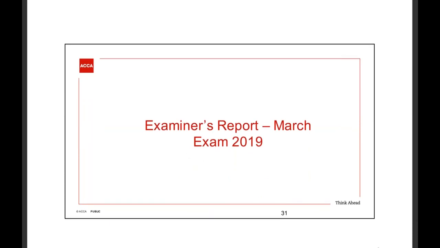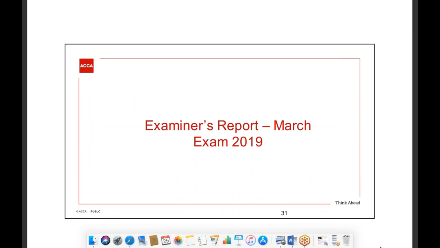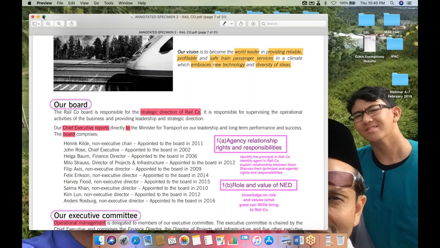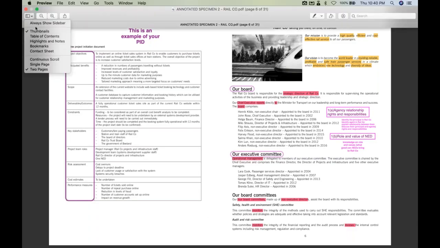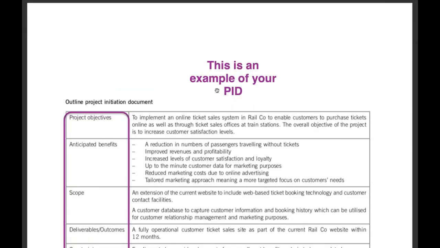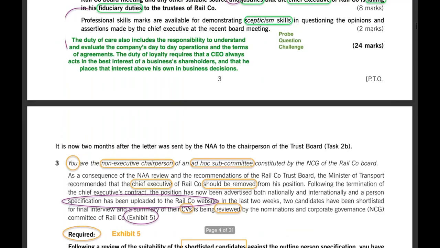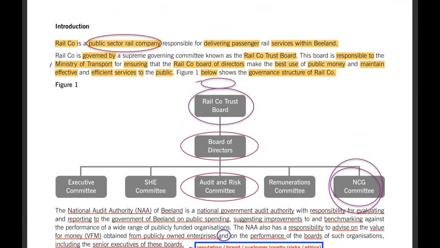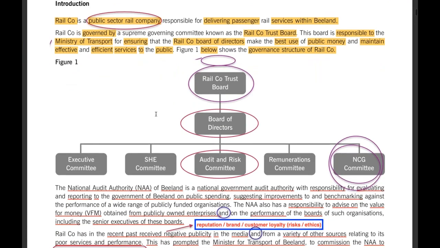Okay. So we are done with that particular exam technique, and we will have a look at this examiner's report for March 2019. And before that, okay, let me just go through with you an example on how you're going to use exam techniques for your answer. I know that in the exam you will not have all these colorful things, okay, don't worry. Okay, this is just an example like I mentioned to you.